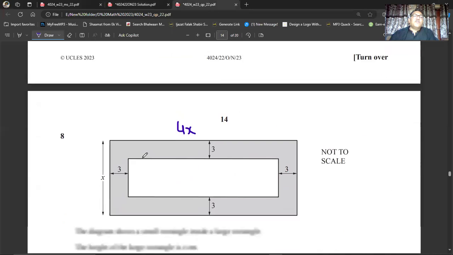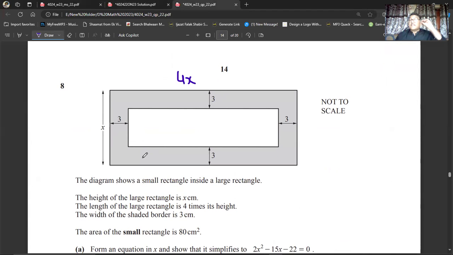So if you want to find out this shaded area, you know the value of x now. There were two values of x. One was a positive value, the other one was a negative value. We will take the positive value because the height of the bigger rectangle is x, so this cannot be negative.